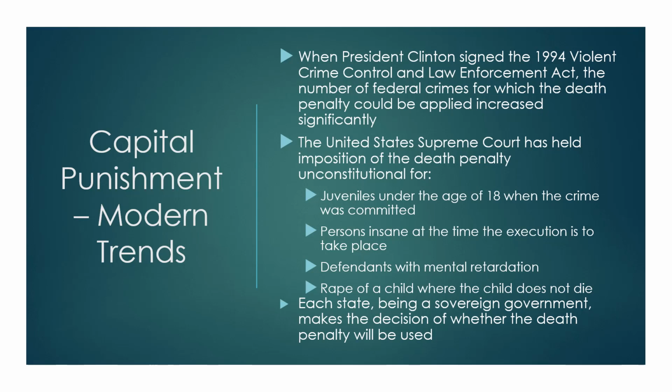So no execution of juveniles. Even if they're 25 now, if they committed the crime when they're 16, you can't execute them. The next group you can't execute is people who were clinically insane at the time of the execution, or, of course, if they were insane at the time they committed the crime.